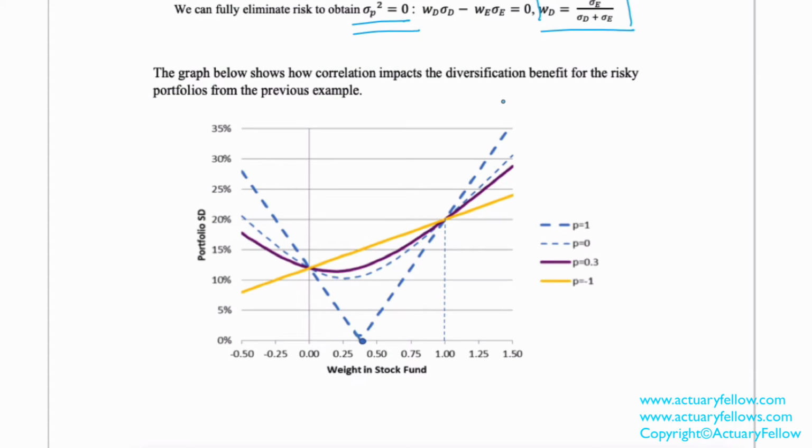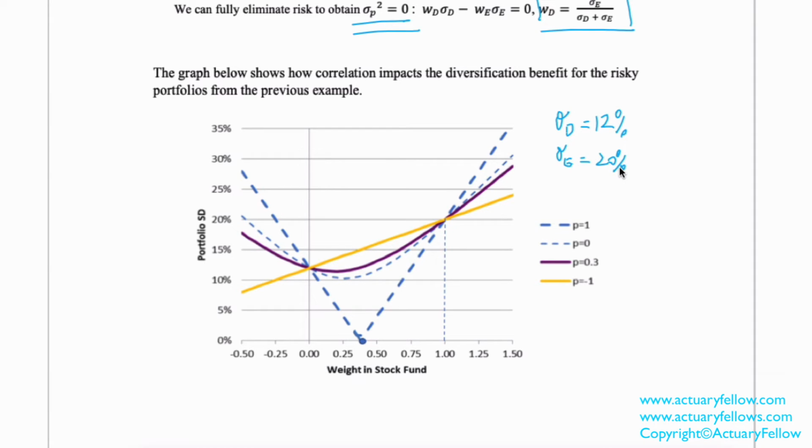The graph shows how correlation impacts the diversification benefits for the risky portfolio. The x-axis is the weight on equity fund. The y-axis is the portfolio standard deviation. In the example we just looked at, sigma of the debt fund is 12% and sigma of the equity fund is 20%.